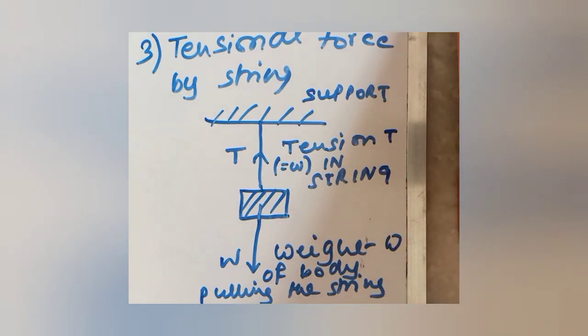Next, we have the tensional force by string. Here, as we can see, a block or a body is being suspended by a string which is fixed on a rigid support. Similarly, the weight of the body is pulling it downwards. And as a result, a tension is being developed in the string which is equal to the weight of the body. Hence, it also exerts an equal amount of opposite force and therefore can balance the weight of the body on the support. Force developed by the string is known as tensional force of the string. Here the diagram shows that both the forces are in equilibrium position.